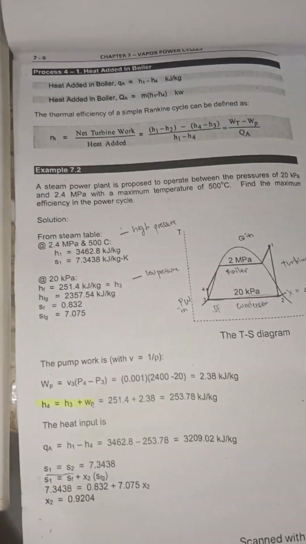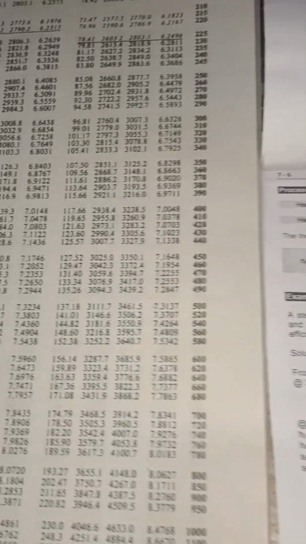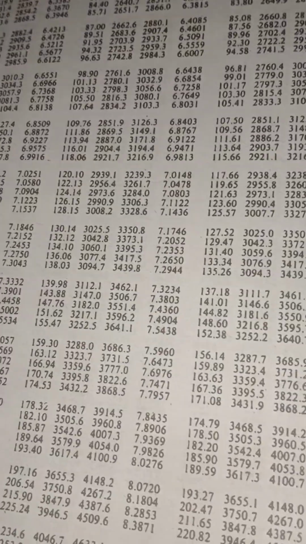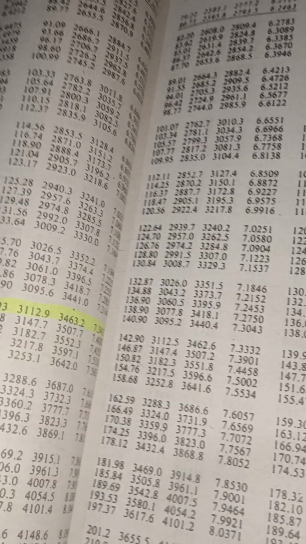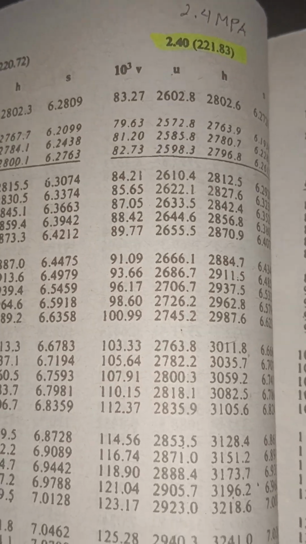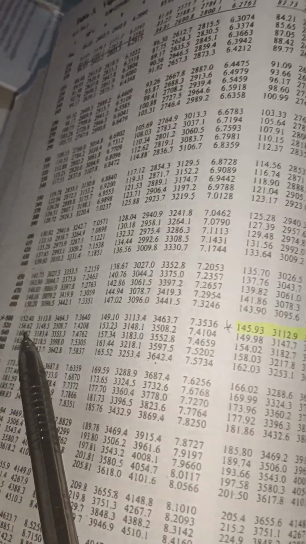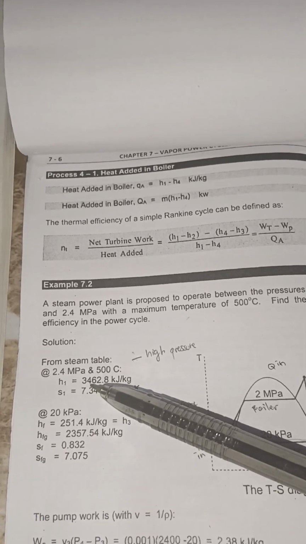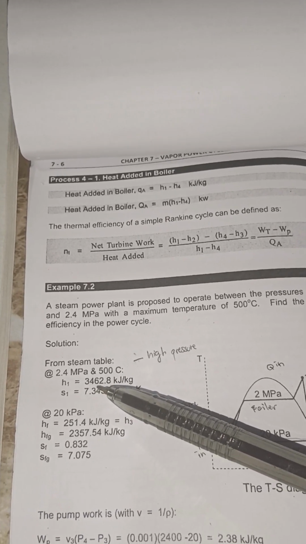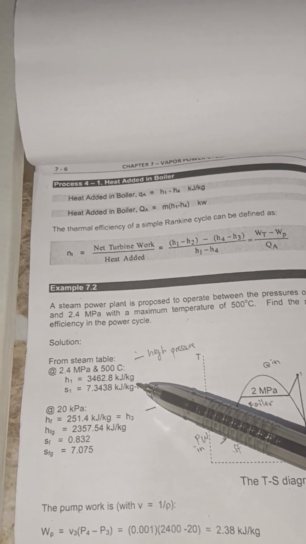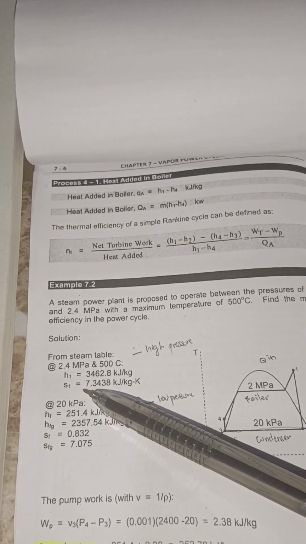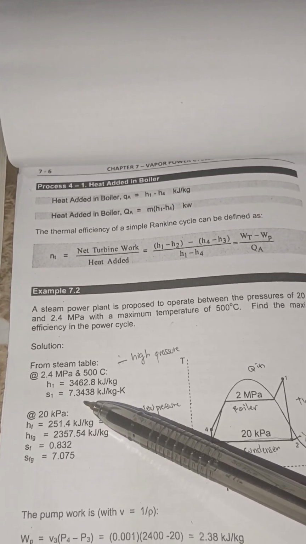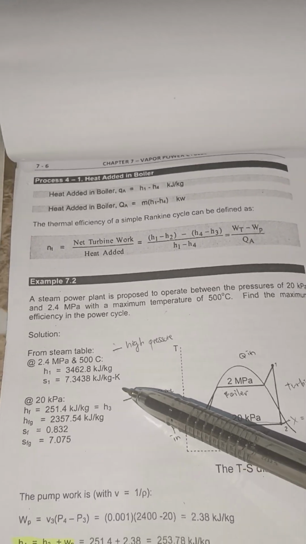So it is in the table 3 in the saturated vapor. So here are the values for 2.4 megapascal at 500 degrees Celsius. The enthalpy H1 is equal to 3,462.8 kilojoules per kilogram, and the S1 is equal to 7.3438 kilojoules per kilogram Kelvin.